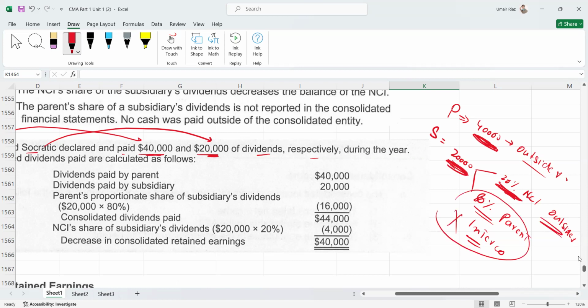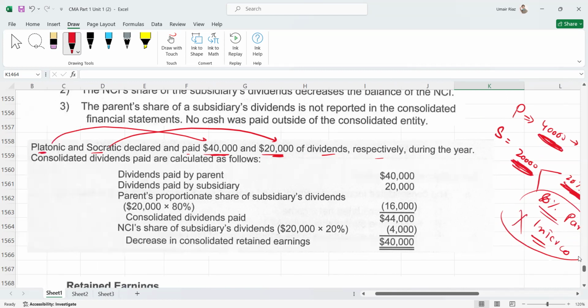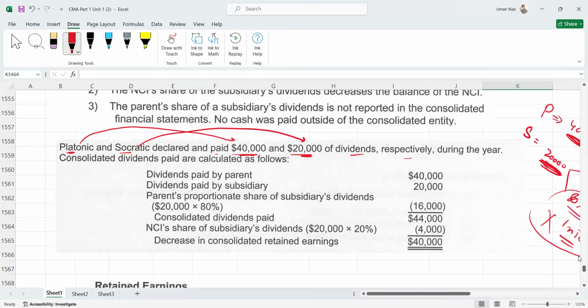But how will you show it in the working? I'm showing you the working now. Understood? This is the idea which you have to learn. So here we go. You can just follow this format, because this format can help you solve many questions. First of all, you will take the dividend paid by the parent, which is 40,000. Then we add the dividend paid by the subsidiary in total, 20,000. So the total dividend is 60,000, right?